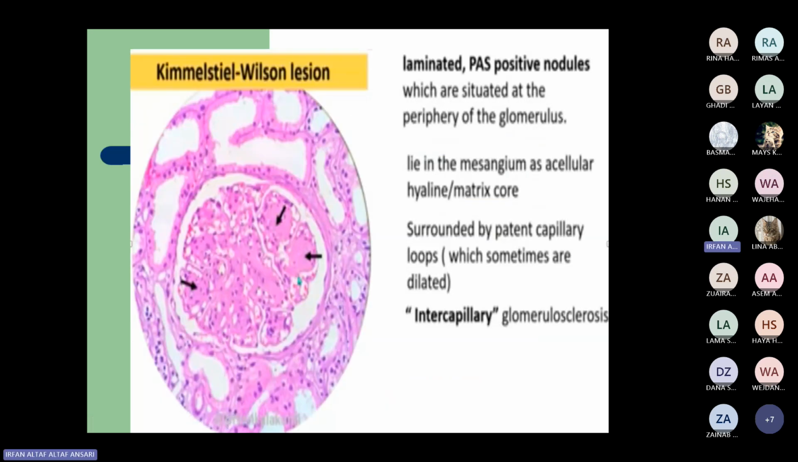Now in more detail, they are laminated, PAS positive, situated at the periphery of the glomerulus, and lie in the mesangium as an acellular, okay, there are no cells, acellular hyaline pink matrix core. They might be surrounded by patent capillary loops. So you may see some capillary loops surrounding the nodules, and there is also some intracapillary glomerulosclerosis. So, very important: hyaline pink acellular deposition towards the periphery is known as the KW nodule.